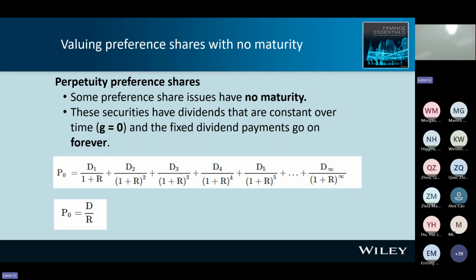Okay, next slide, we discuss the issue. Value preference share with no maturity. So perpetuity preference share. Some preference share issues have no maturity. And I know dividend for preference share is a constant. That means dividend growth rate is 0, right? So the fixed dividend payment will go on forever. So this is our general DGM model. Dividend is a constant forever. Then we have the result, perpetuity result.